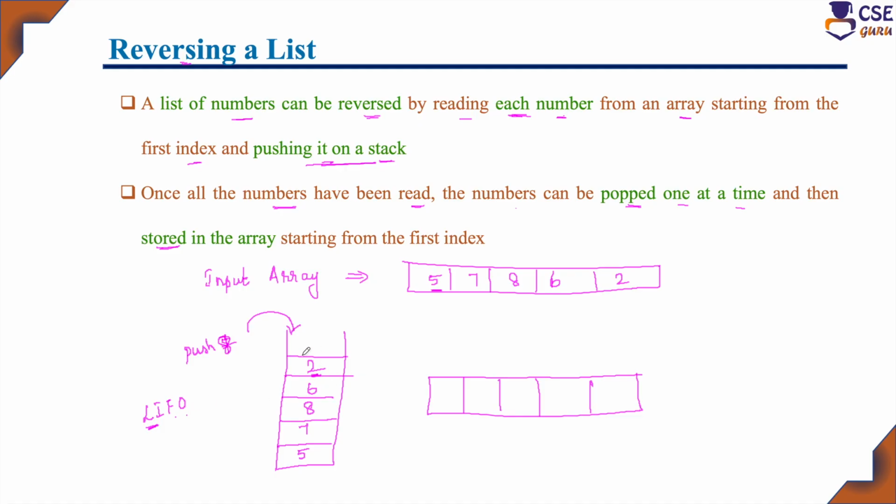So the first element popped from the stack is 2. Pop 2 and store it in an array. What is the next element you will pop? Initially top pointed to 2. After popping, top will point to 6, right? So next pop 6 and place it in the array. Now top is pointing to 8. Next pop 8, store it in the array. Now top will point to 7. Next pop 7, store it in the array. Next pop 5, store it in the array.